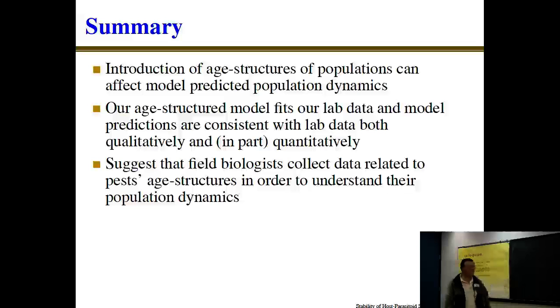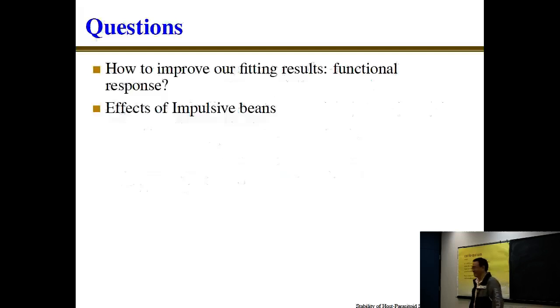Questions? One thing is how to improve our model to fit the data better. As I showed you, our predictions for the parasitoid are not really that close to the real data for the parasitoid. Also, the quantitative model predictions are still different from the real data. So now the question is how to improve our model. One thing I'm thinking of is the functional response. Probably we have to change the functional response to describe how the parasitoid attacks the host. That's one thing to check.